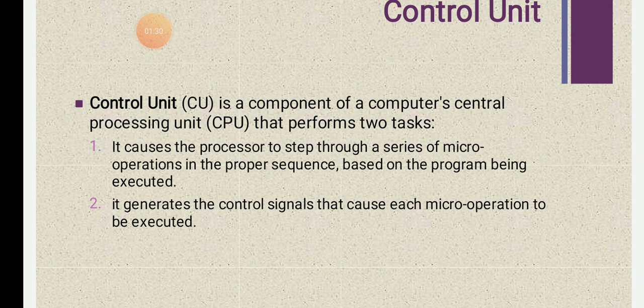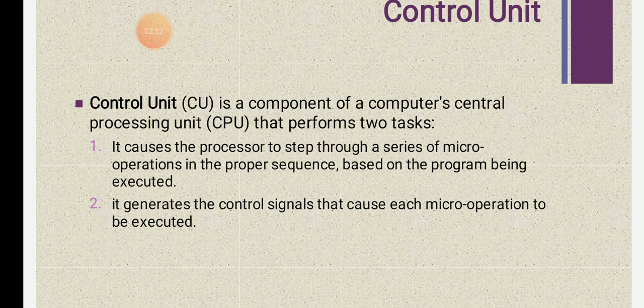First one, it causes the processor to step through a series of micro operations in the proper sequence based on the program being executed. So you have to execute that program. Second one, it generates the control signals that cause each micro operation to be executed. It generates some signals, so that signal is called control signals. Let us discuss that in the next slide.